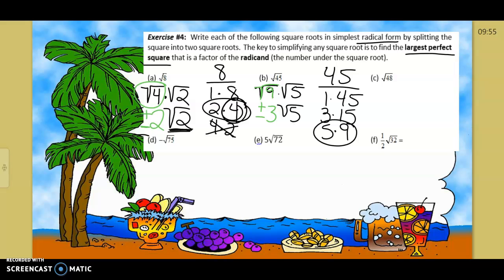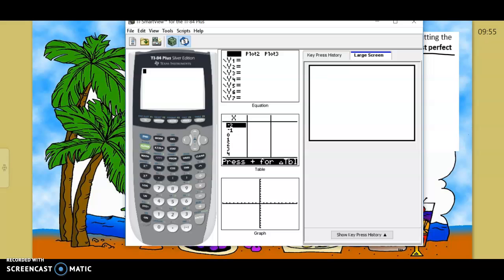So if you're not really great with your multiplication facts, the calculator can be there to help you. So go ahead and let's pull it up. And remember how to make a factor list? We can press the y equals, and we can put in the number that we're trying to factor. In this case, it's 48. We're then going to divide it by the variable key. So 48 divided by x. And then, if we go to the table, it will create a list of factors for us.